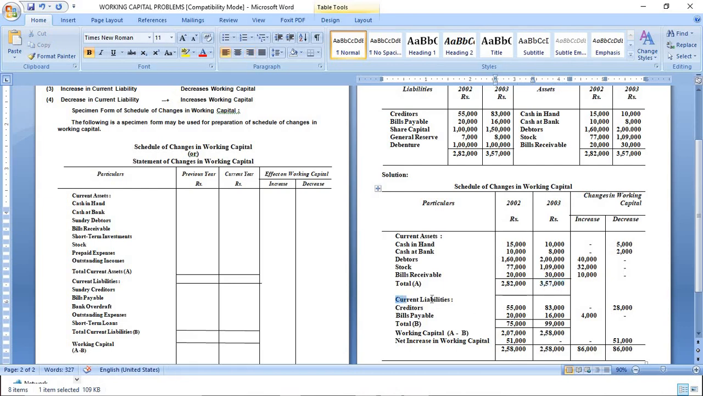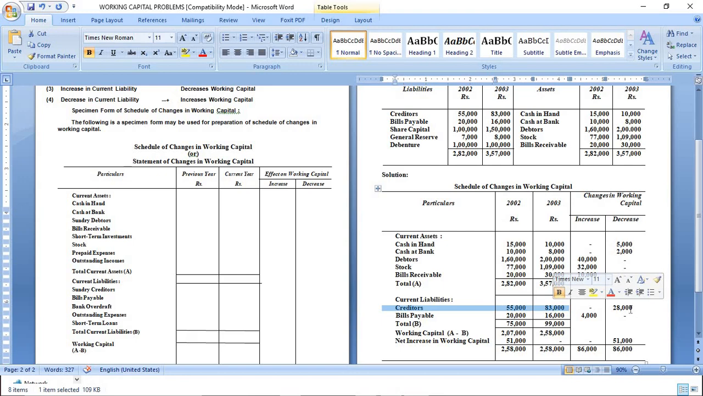Next we move to the current liabilities column. We put the heading at the top, and creditors we mention here. In the creditors column, 55,000 and 83,000. Again we have to judge whether it is increasing or decreasing. It is 55,000 in 2002, but in 2003 it is 83,000. So I just mention here that it is decreasing.